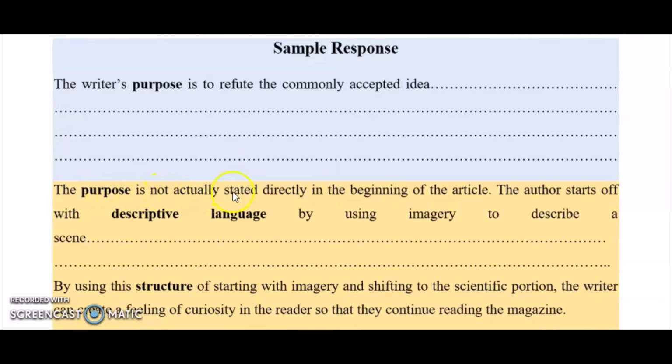That purpose is not actually stated directly at the beginning of the article. As I said earlier, the author starts off with descriptive language, using imagery to describe a scene. Why? Because of grabbing readers' attention. If it is a purely scientific piece, it might be possible that the audience may not take interest in the article. So to get their interest and grab their attention, the writer starts with descriptive language. By using this kind of structure, starting with imagery and shifting to the scientific portion, the writer can create a feeling of curiosity in the reader so that they continue reading the magazine.